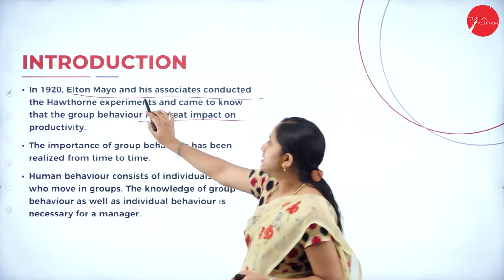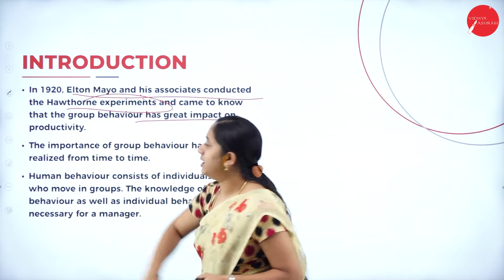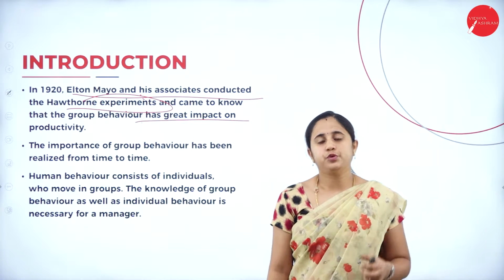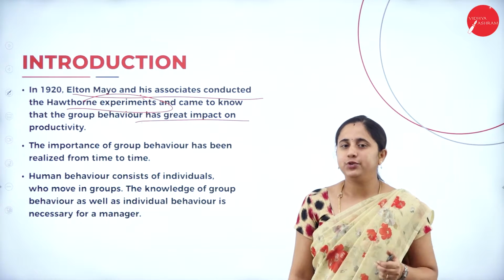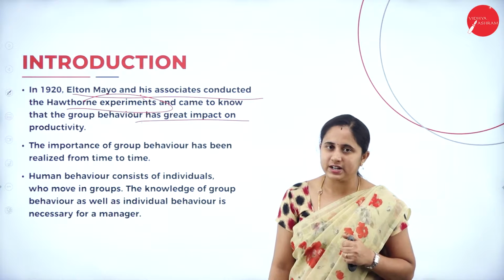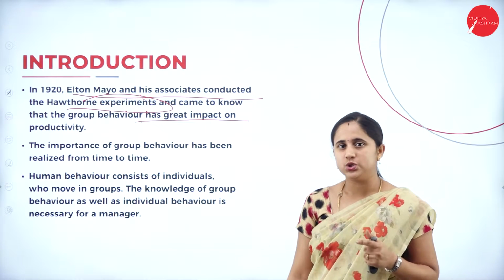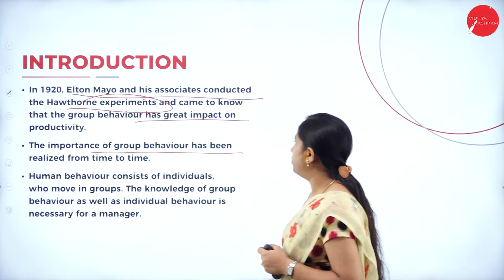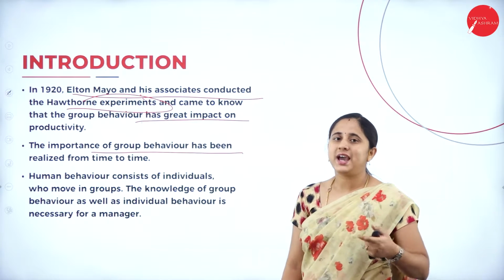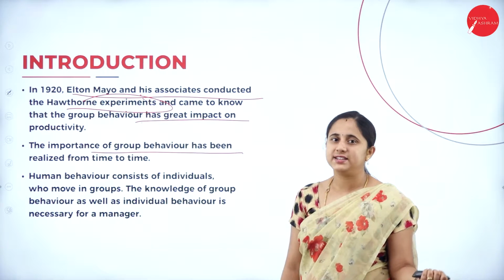Through this study, Elton Mayo and his associates conducted the Hawthorne experiment. Through this experiment, it is proved that group plays an important role. It influences individual productivity as well as the achievement of the organizational objective. So group plays an important role. The importance of group behavior has been realized from time to time, in the post-industrialization and pre-industrialization stages.